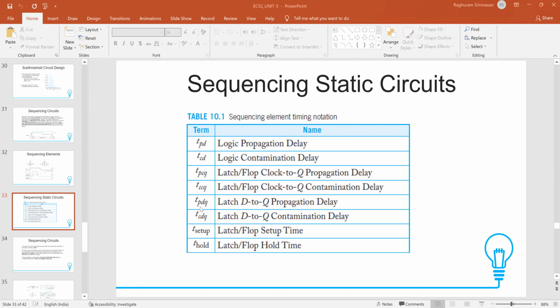And then TP DQ. TP is propagation delay. D to Q is the propagation delay from the D input to the Q output. Similarly, TC is the contamination delay from D to Q. T setup and T hold. These are very, very important timing requirements. Setup time and hold time. Setup time is, I'll use the whiteboard.